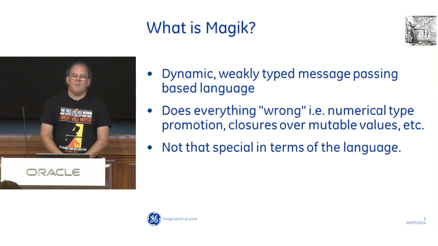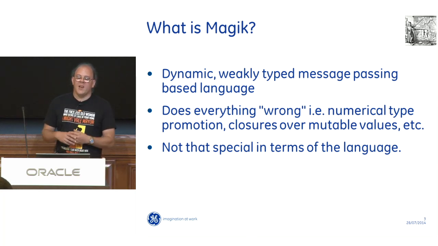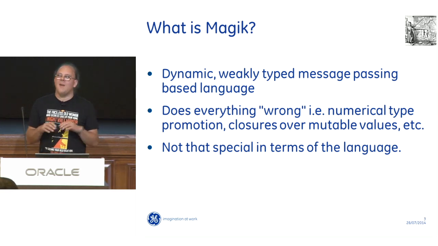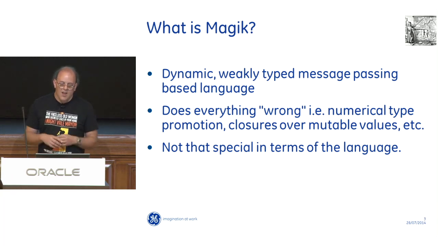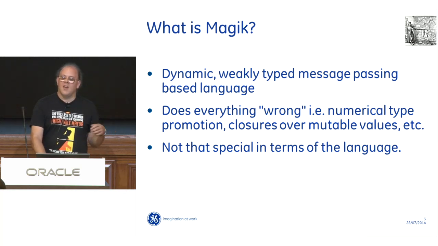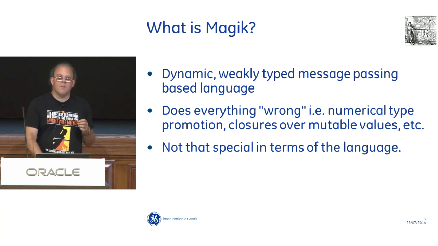So what is Magik? Well, it's a dynamic, weakly typed language. It does absolutely everything wrong in terms of what will get it to run quickly. It's got numeric type promotion that you don't get to have any say in. It's got closures over mutable variables and all that sort of thing. And it's got lots of aspects of Lisp and Smalltalk in a similar way to Ruby. But it's not that special as a language.